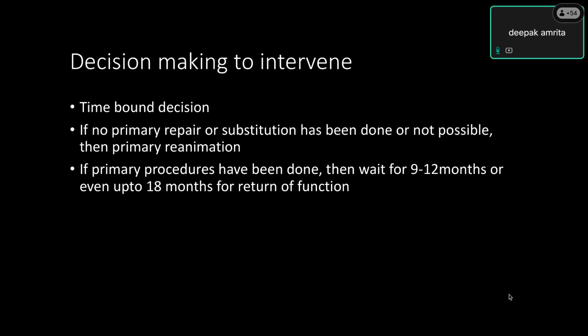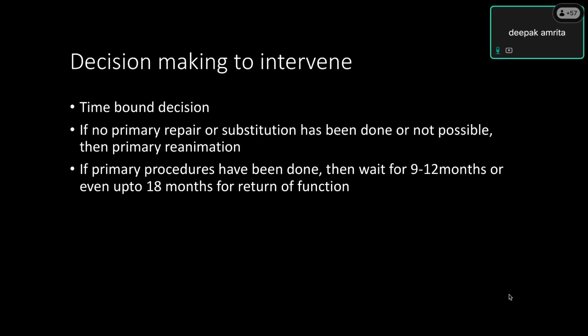So what is the decision making to intervene? This is a time-bound decision. If no primary repair or substitution has been done or is not possible, for example, the patient had a bad tumor, the patient has no proximal or distal cut ends, there is no way to neurotize the muscle, none of these are possible, then you think of primary reanimation at the time of removal of the tumor itself.